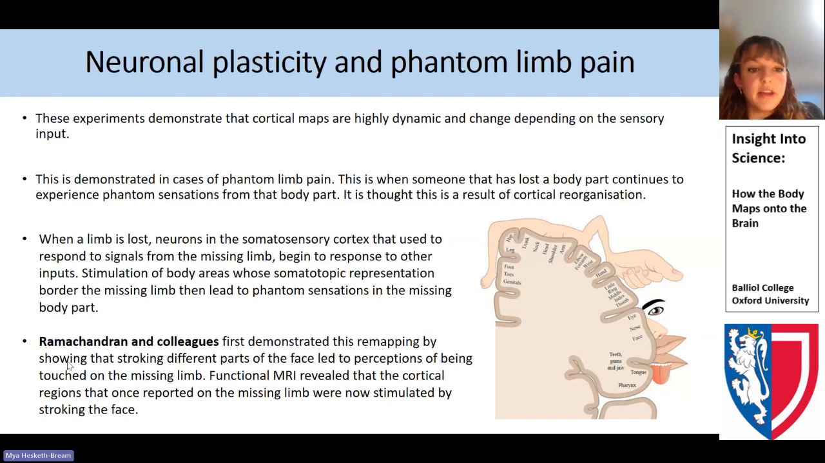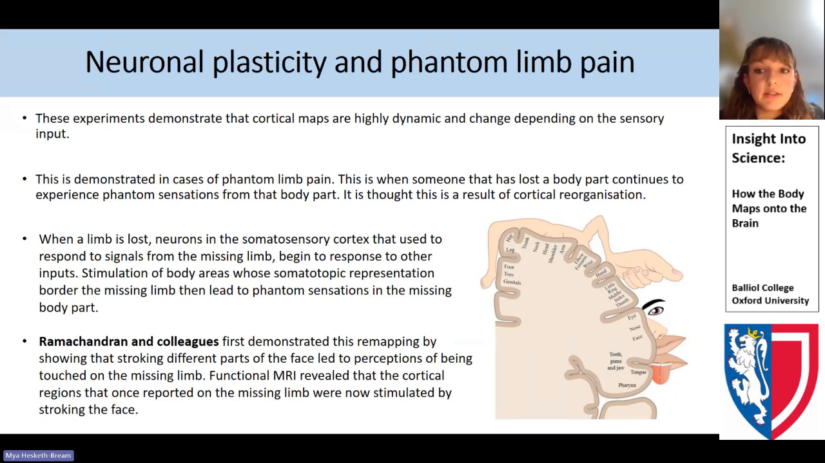So this was introduced by someone called Ramachandran, and they demonstrated this remapping by showing that stroking different parts of the face led to perceptions of being touched in a missing limb. So they had someone that had lost their arm, and they found that if they looked at the activity in the brain when someone stroked their face, that would lead to these phantom sensations. So this is showing that the area that initially represented the face is now expanded into the region that once represented the hand, because we don't want this to be a dead brain space, because that would just be useless.